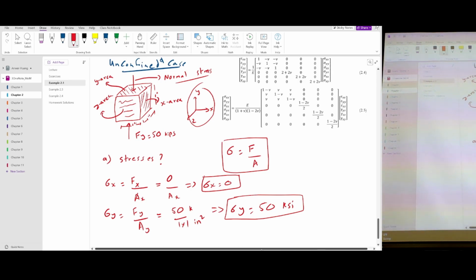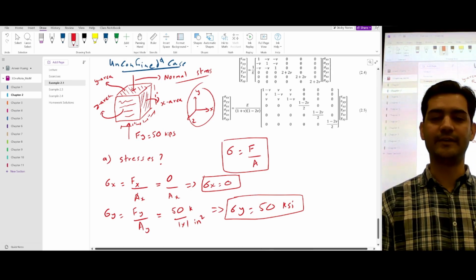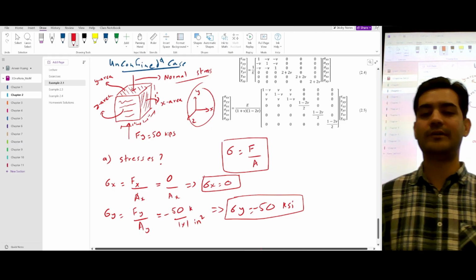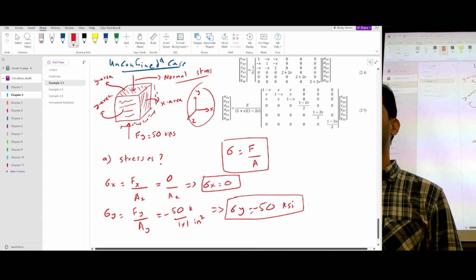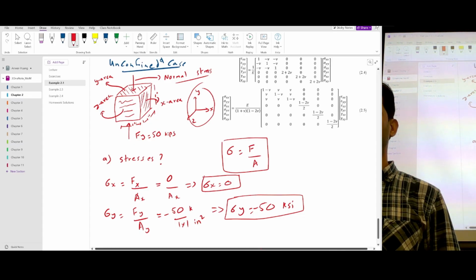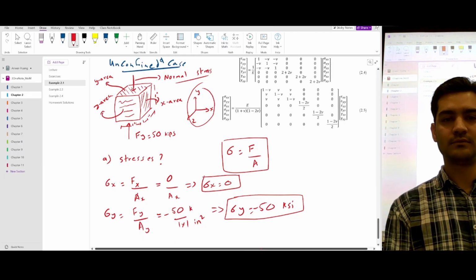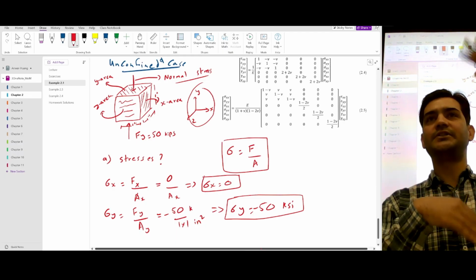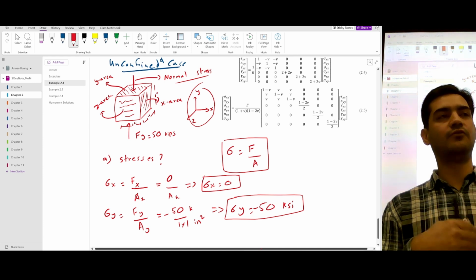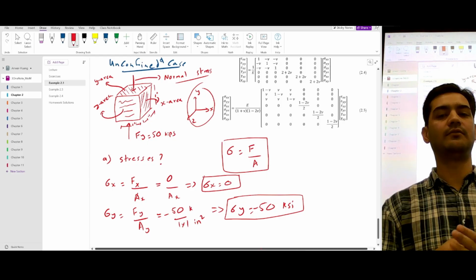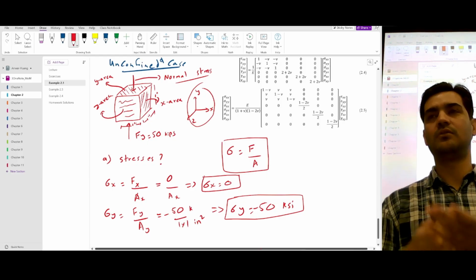Yes, that's a very good question, and if we do not put negative, we're going to have wrong answers later on. So yes, we have to put negative. And this is negative because it's creating compression. Whenever the force is creating compression, you're going to put negative. If we do not put negative, we will not get correct answers. So yeah, thank you.